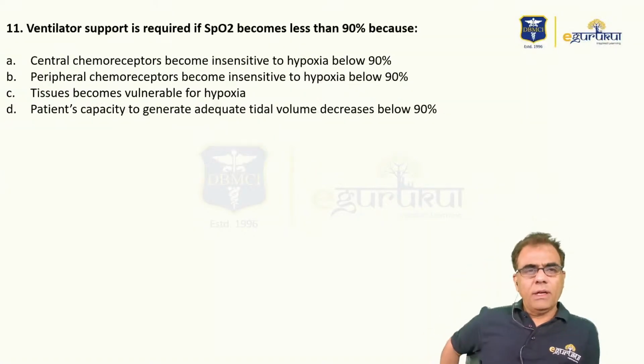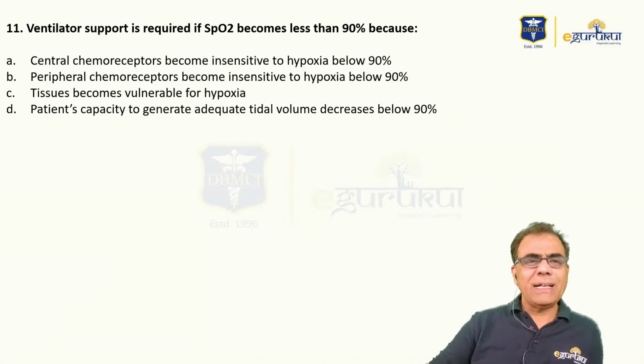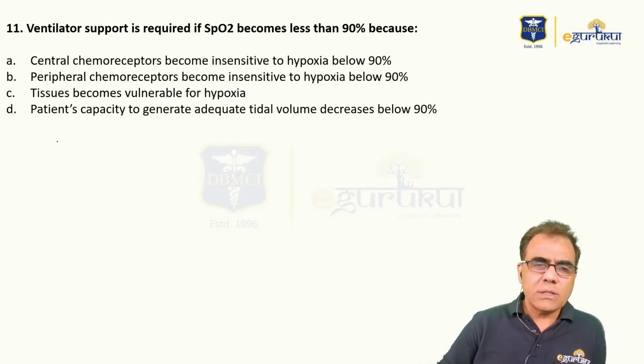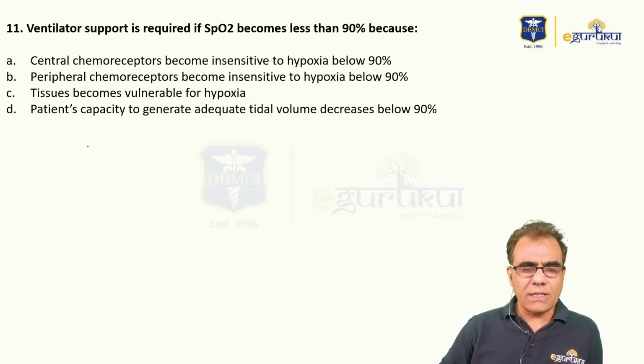Question number 11. Ventilator support is required if SpO2 becomes less than 90%. Because central chemoreceptors become insensitive to hypoxia below 95%. Peripheral chemoreceptors become insensitive to hypoxia below 90%. Tissue becomes vulnerable to hypoxia. Patient capacity to generate adequate tidal volume decreases below 90%. This is more or less a physiology question, not exactly an anesthesia question, but you all have seen the oxygen dissociation curve.